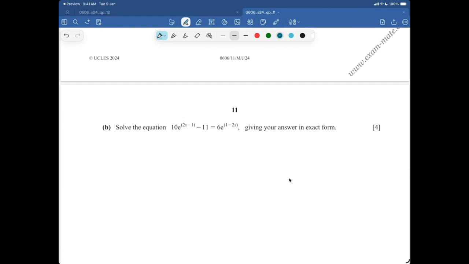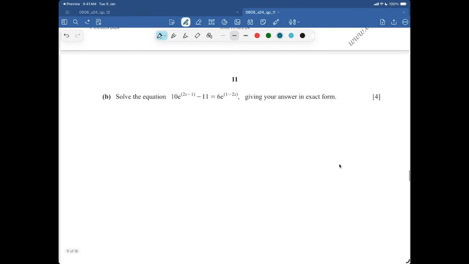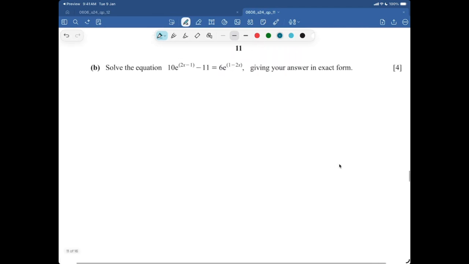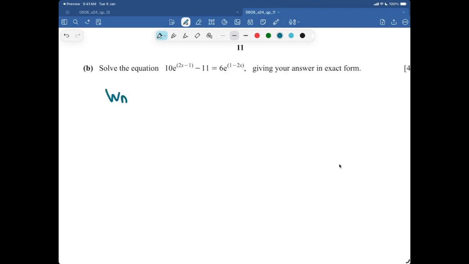So part B is asking us to solve. Okay, I'm so sorry that the recording stopped. So this is pretty straightforward, I would say. So we could just write e to the 1 minus 2x is equal to e to the negative of 2x minus 1.